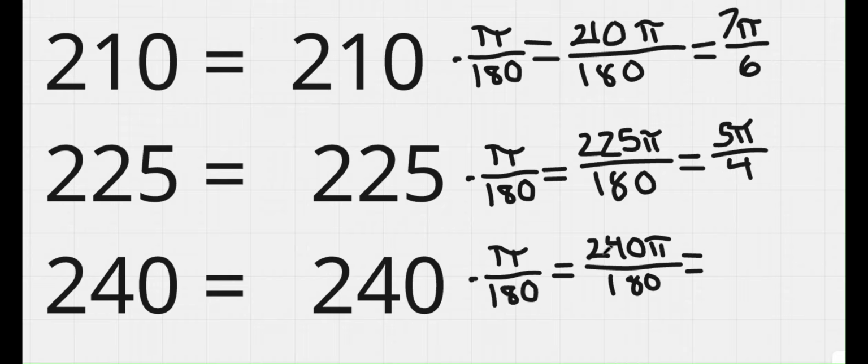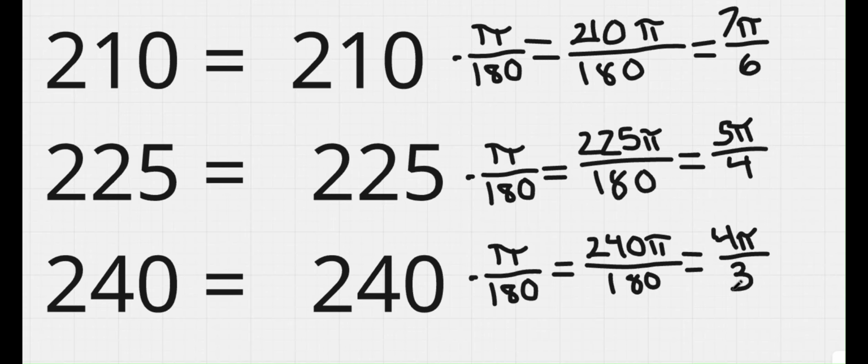Let's see. 60, 120, 180, 240. So 60 goes into 240 4 times. So our numerator will be 4 pi. And it goes into 180 3 times.